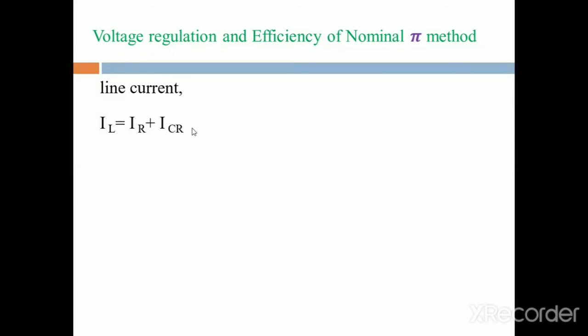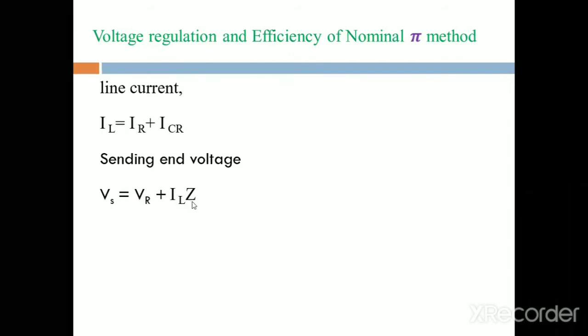Current entering the receiving end capacitor. Next one is the sending end voltage, that is Vs. By using the equivalent circuit diagram or the phasor diagram, we observe the Vs value. How to write the Vs? What is the formula for that Vs? By using the equivalent circuit diagram, Vs is equal to the receiving end voltage plus the drop across the line. What is the voltage drop across the transmission line? That is IL into Z.